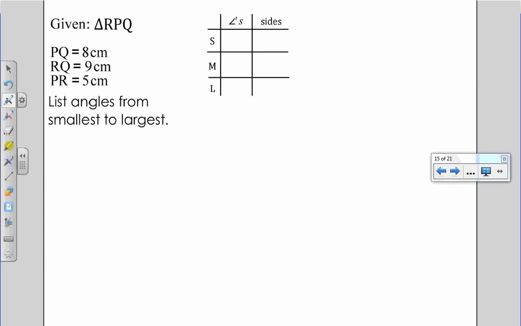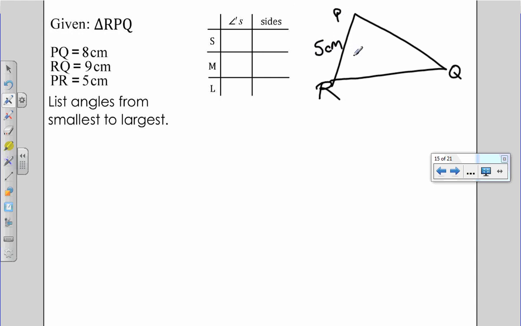Given triangle RPQ with PQ 8 centimeters, RQ is 9 centimeters long, and PR is 5 centimeters long. Might help to draw a picture. Doesn't have to be perfect. P, Q, R. Well, PR is 5 centimeters. RQ is 9 centimeters. And PQ is 8 centimeters.